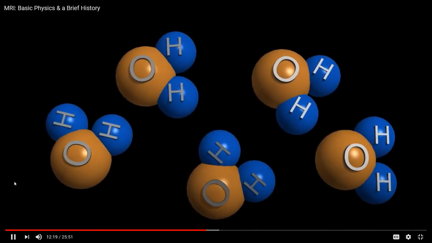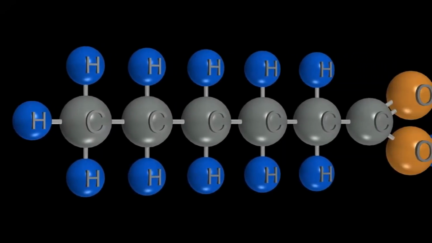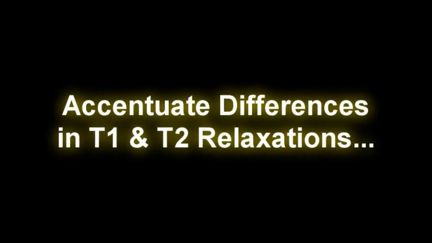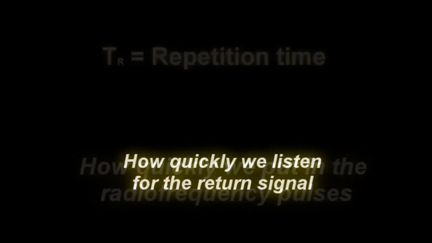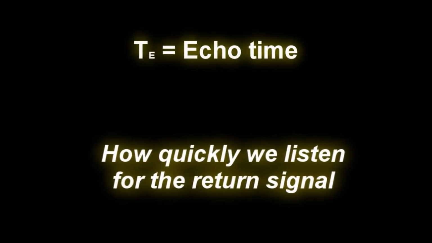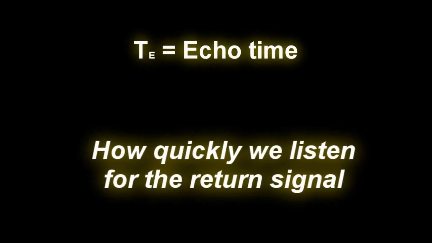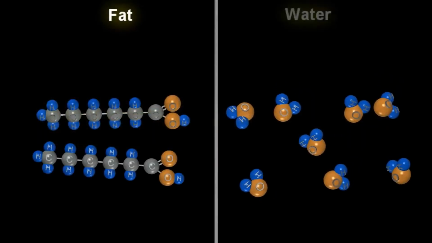Water molecules, while others are fixed in position associated with the structural or energy storing molecules of protein and fat, they have characteristic differences in their T1 and T2 relaxations. We can accentuate and measure these differences by changing how quickly we put in the radiofrequency energy, or the repetition time designated TR, and how quickly we choose to listen to the signal coming back from the transverse magnetization, or echo time designated TE, of the precessing protons. This process is referred to as the pulse sequence, and we will use a sample of fat and water to demonstrate these differences.